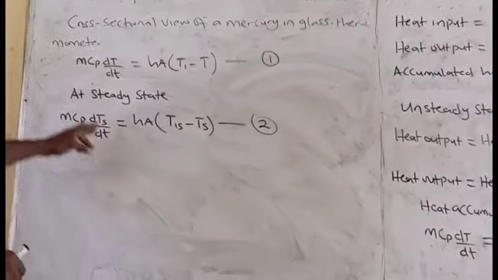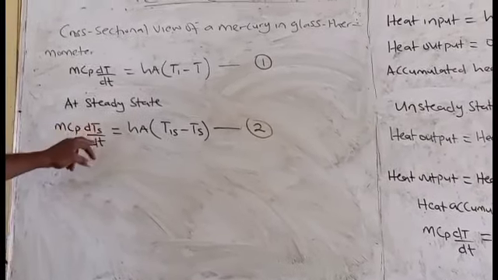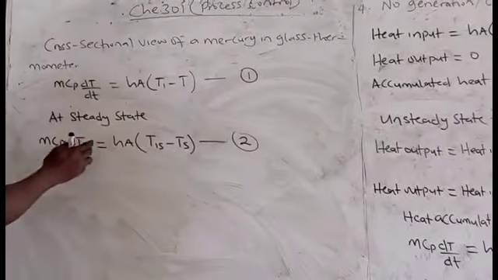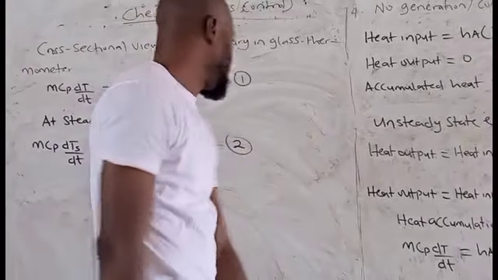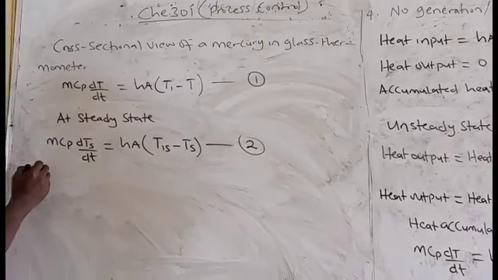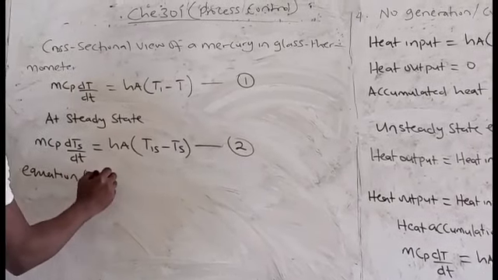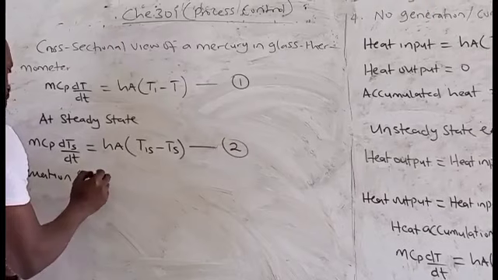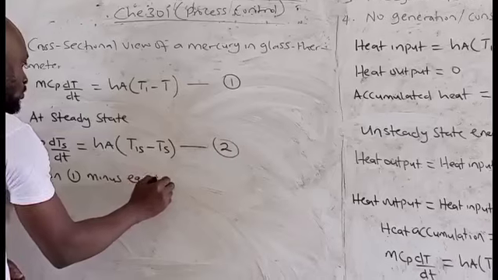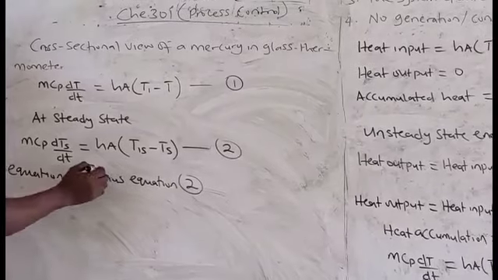Let's say at steady state, you have MCP dTs over dt equal to HA into (T1s minus Ts). This s represents steady state. So now, what I'm going to do is I'm going to say, okay, I see equation 1 minus equation 2. So equation 1 minus equation 2.